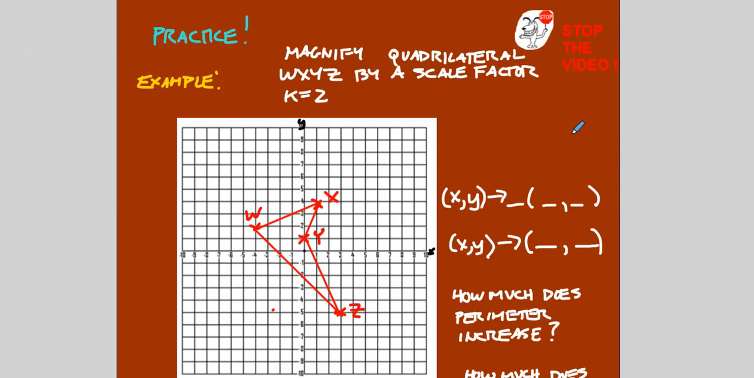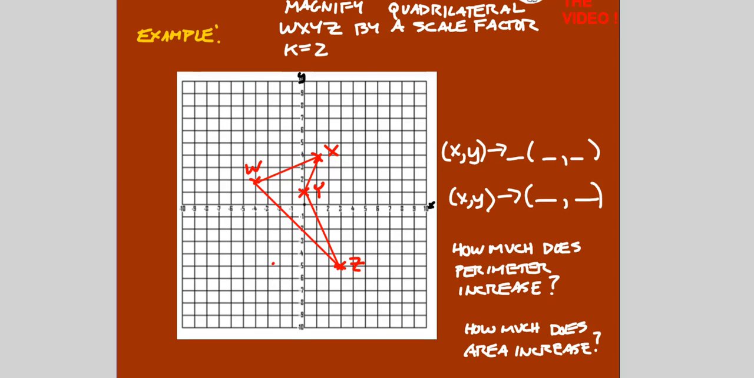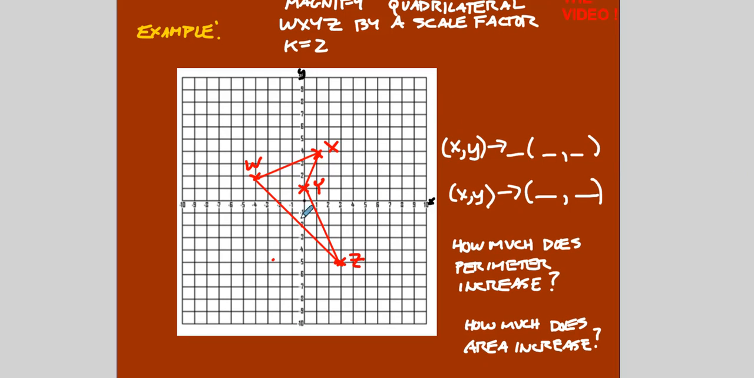Okay, so now is a chance for you to practice. I want you to magnify quadrilateral WXYZ by a scale factor of 2. Stop the video. We're going to do this a step at a time. First, put the coordinates in for these points, write your scale factor rules two different ways, and tell how much the perimeter increases and how much the area increases. Stop the video, answer those questions, and then start again, and we'll go from there.